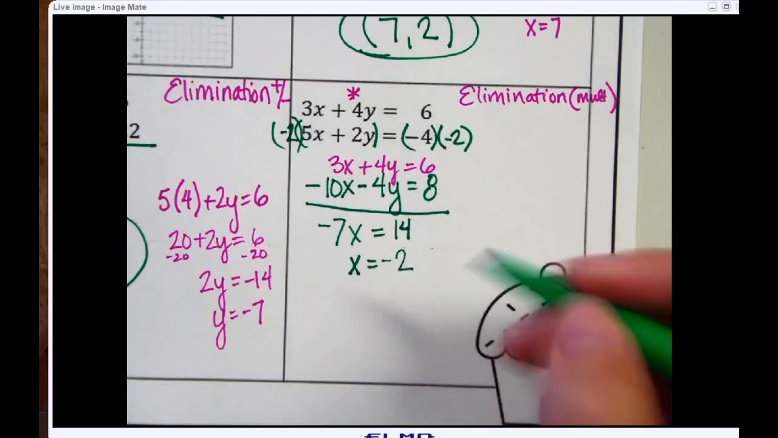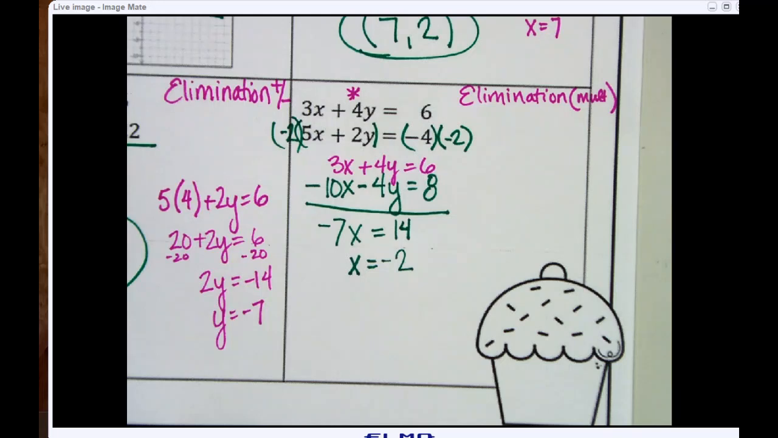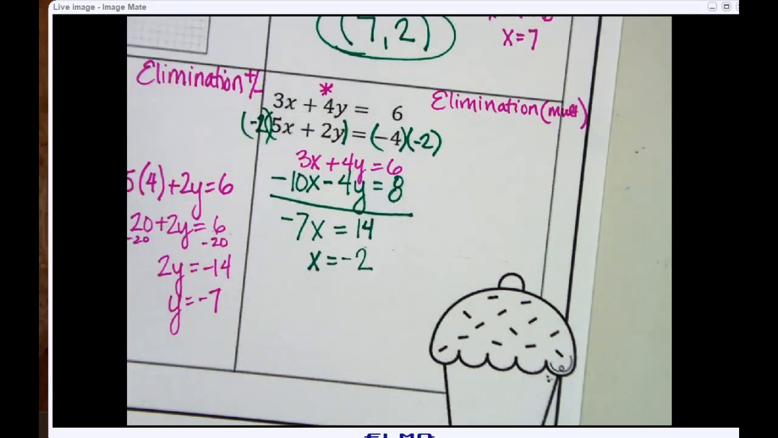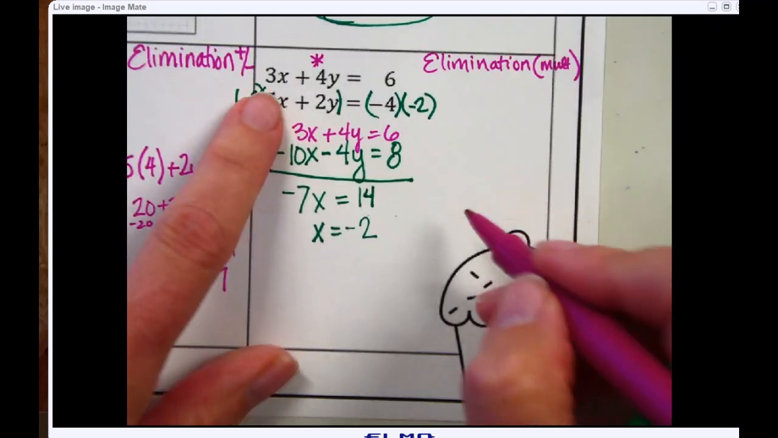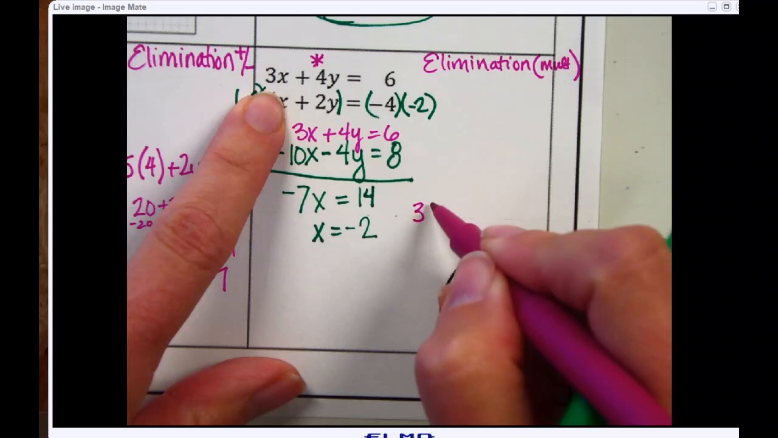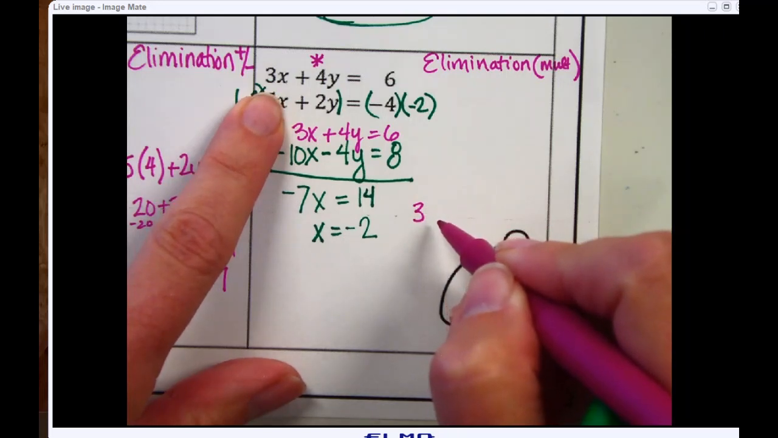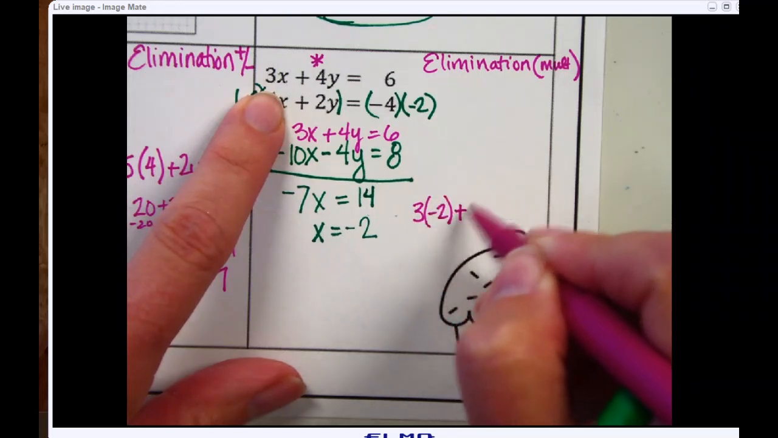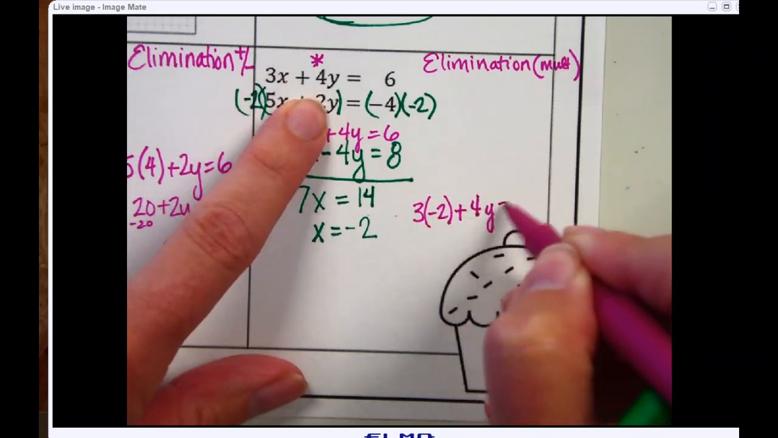Yep. -2. Okay. Now to solve for the y, do you guys like the top equation better or the bottom? Top. Okay. Top is more comforting. So it's whatever one gives you more warm fuzzies, kind of like the blanket there. So this 3 one is times -2 plus 4y equals 6.